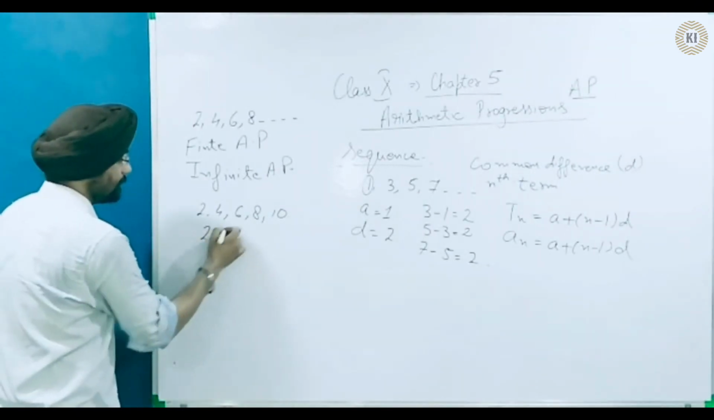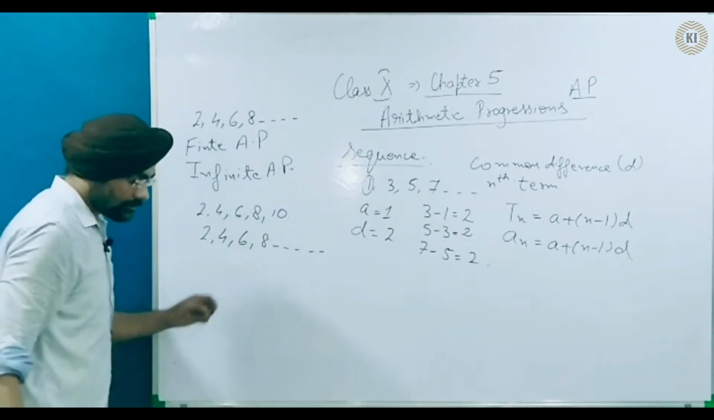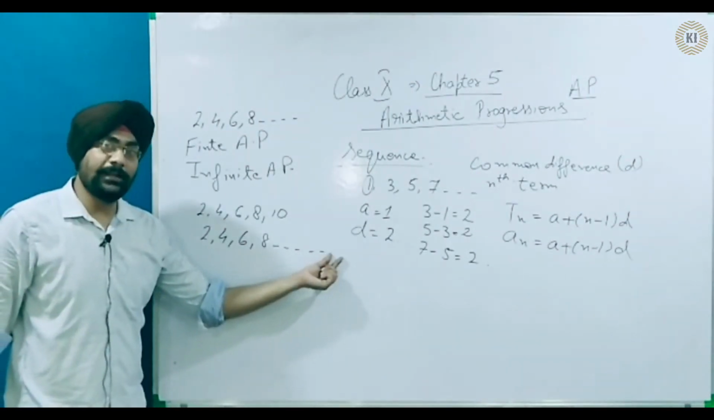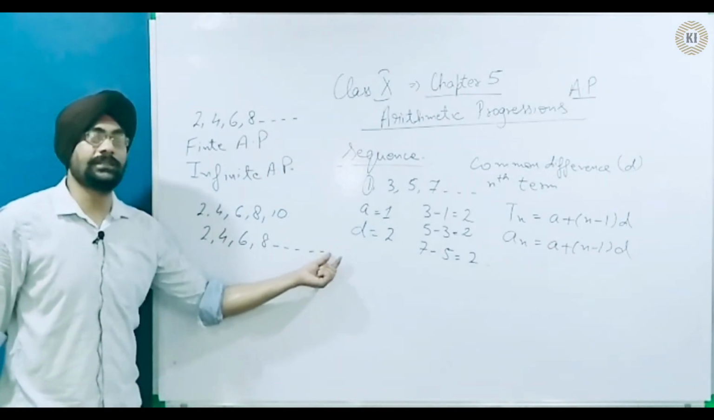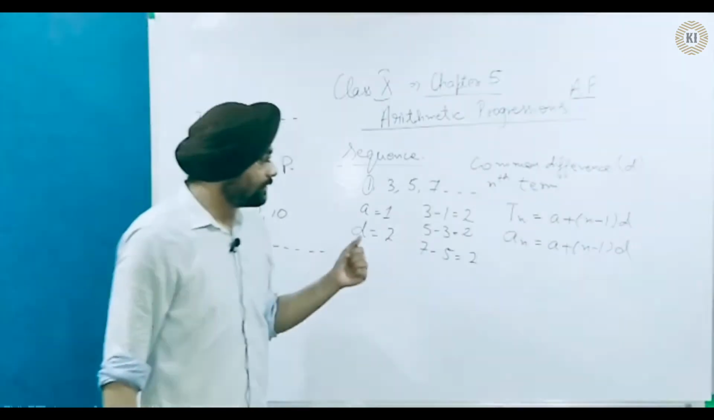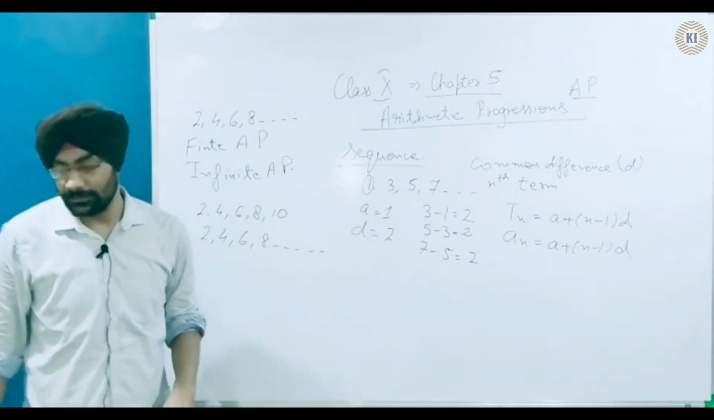And if you start like this, 2, 4, 6, 8 dot dot dot, you can see that in this case you are not able to count the numbers. So this type of series is known as an infinite AP. Now we are going to solve some questions based on the NCERT book.